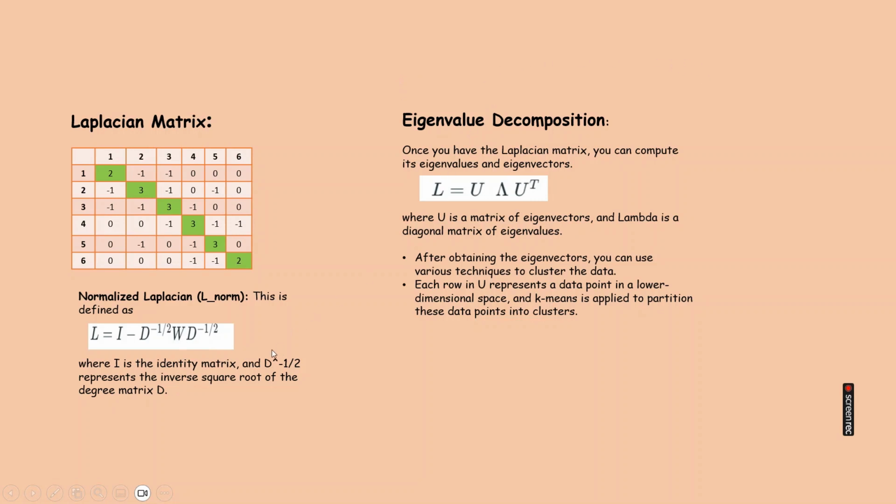Next is eigenvalue decomposition. Once we have the Laplacian matrix, we need to find the eigenvalues and eigenvectors to form clusters. To find them, we have this formula: L equals U lambda U to the power of T. After obtaining the eigenvectors, we can use various techniques to cluster the data. Here, each row in U represents a data point in a low dimensional space, and we apply k-means to partition these data points into clusters. This U matrix is a matrix of eigenvectors. From that, we will get the clusters.